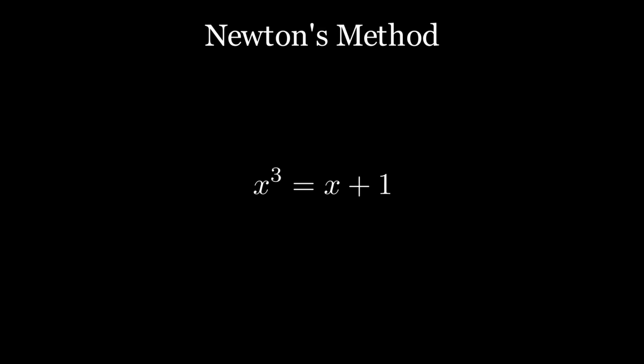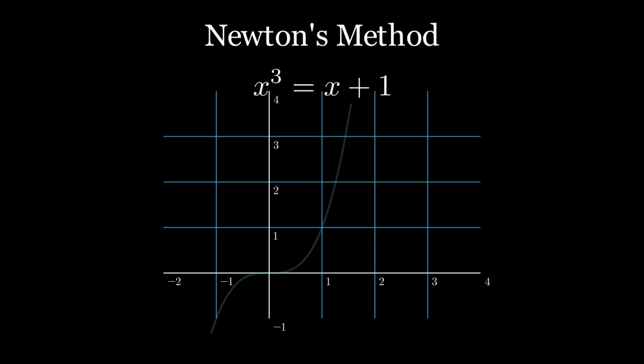Consider the following problem. x cubed equals x plus 1. Here's the graph of x cubed, and here's the graph of x plus 1. We can't solve this using algebra, and from the graph, we can see there should be a solution between x equals 1 and x equals 2. But we want a method that's much more precise than that. We can solve almost any equation using Newton's method, and it has incredible accuracy.